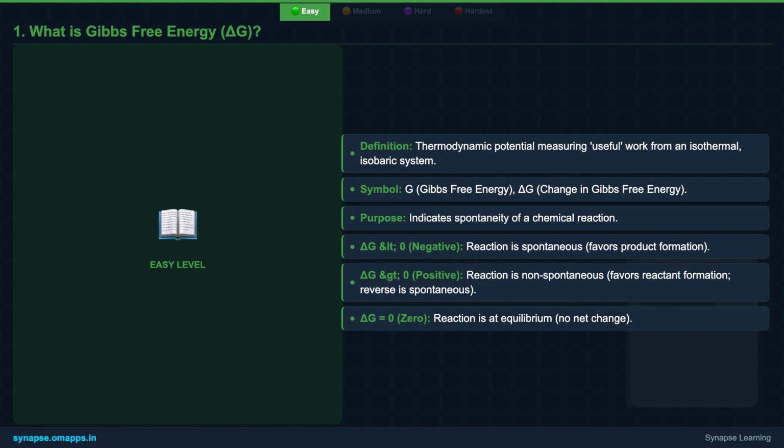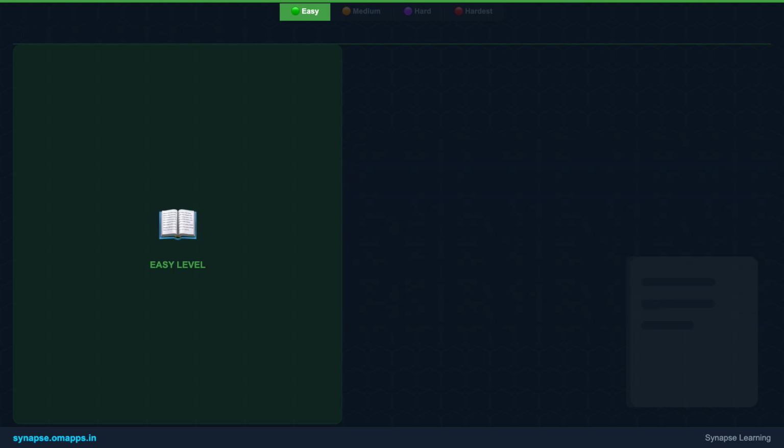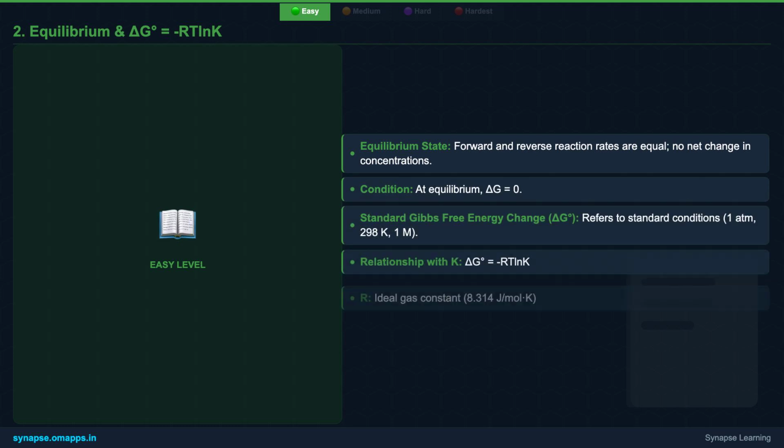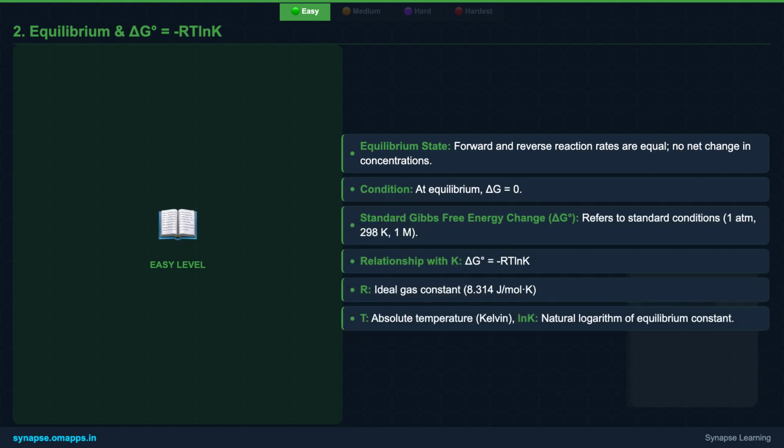If delta G is negative, the reaction is spontaneous and will proceed on its own. If it's positive, the reaction is non-spontaneous in the forward direction. And if delta G is zero, our system has reached a state of perfect balance, equilibrium. At equilibrium, the rates of the forward and reverse reactions are equal, meaning there's no net change in the amounts of reactants or products. This is the state where the system's Gibbs energy is at its minimum.